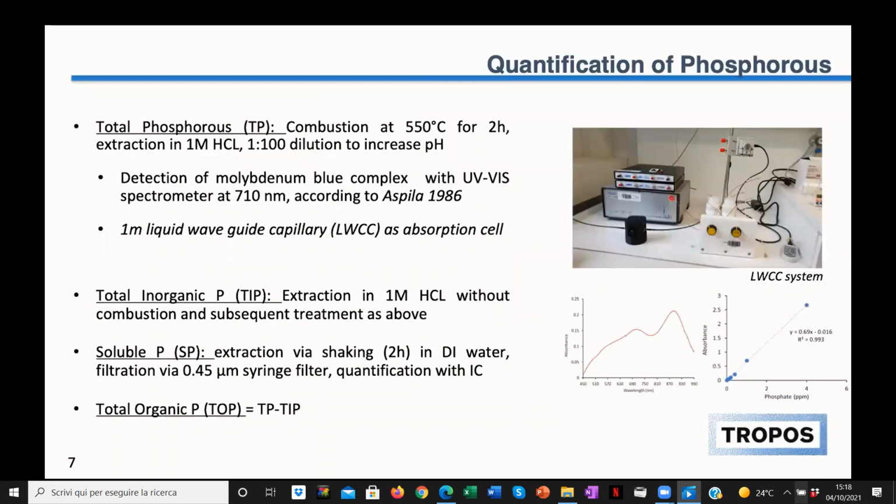The total phosphorus was quantified through combustion at 550 degrees and thereafter extraction in 1 molar HCl. The analysis and detection of phosphorus was done using the standard molybdenum blue complex proposed by Aspila, and the phosphorus signal was quantified at 710 nanometers using a UV spectrometer, as seen in the picture here. To enhance the sensitivity, we used 1 meter liquid waveguide capillary cells to enhance the absorption signal of the complex. For the total inorganic phosphorus, we extracted the filters in 1 molar HCl without combustion, and for the soluble phosphorus, we extracted it in DI water and filtered through a 0.45 syringe filter. The total organic phosphorus was then derived as the difference between the total phosphorus and the total inorganic phosphorus.